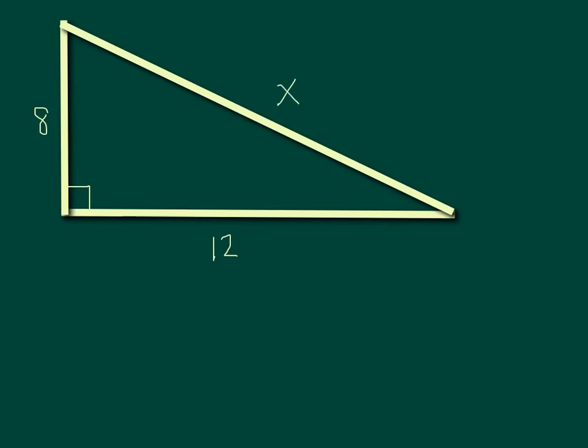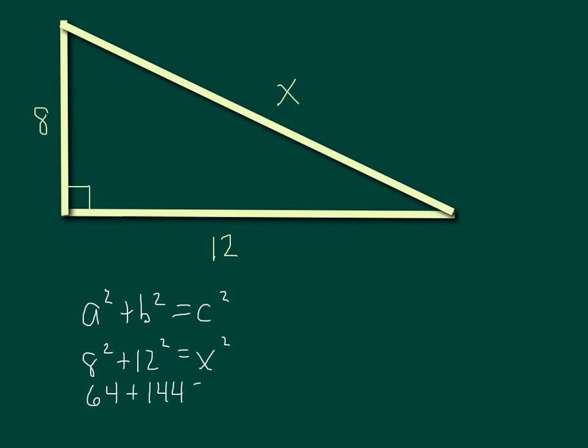Well, we've done enough of these problems already to know that to use the Pythagorean theorem, we say a squared plus b squared equals c squared, or 8 squared plus 12 squared equals x squared in this problem, or 64 plus 144 equals x squared. So I'll move up here now, and 64 plus 144, it looks like that's 208, equals x squared. So x equals the square root of 208.